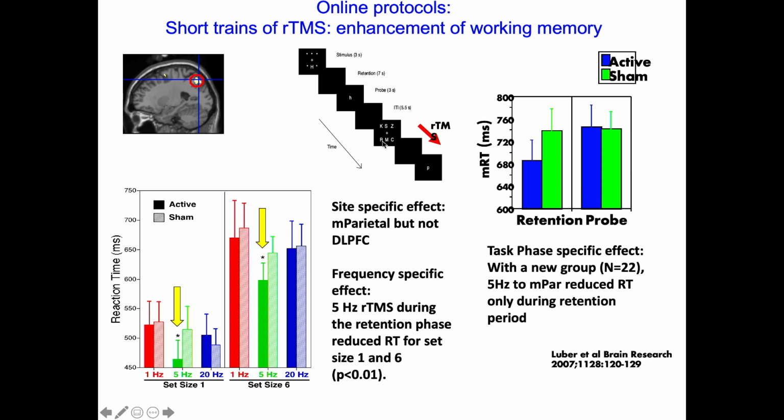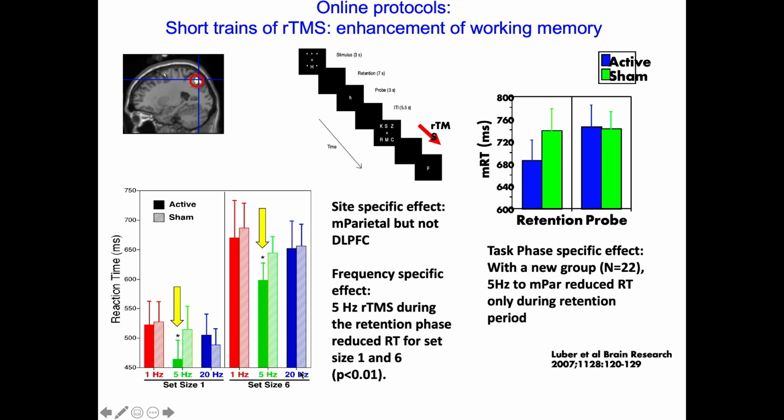Here's another example. I show you 6 letters, wait a little bit of time, and show you a letter. In this case, you'd answer no, because it wasn't one of the letters. I can do a train of rTMS in that time between the 2 sets of letters. When I do it at the right place, in this case the parietal area, and I use the right frequency, in this case 5 hertz, the solid bars are active, the lighter ones are sham comparisons, so we're doing active and sham comparisons here, and we're using different frequencies.